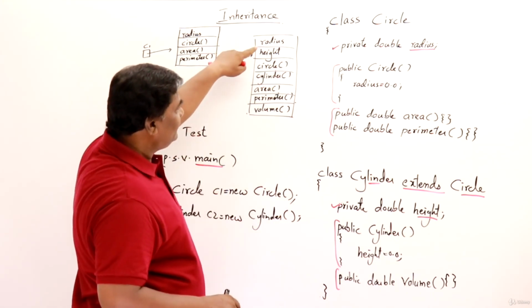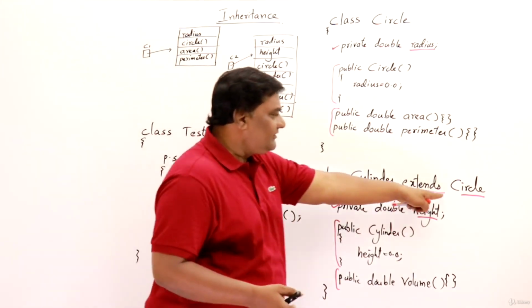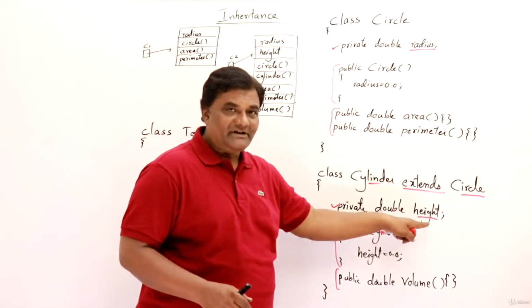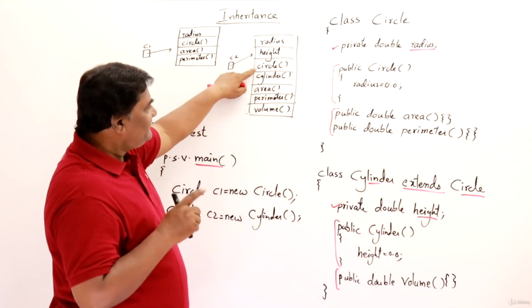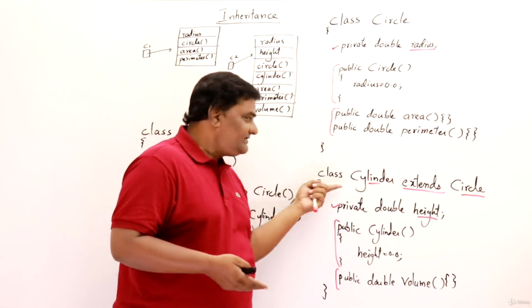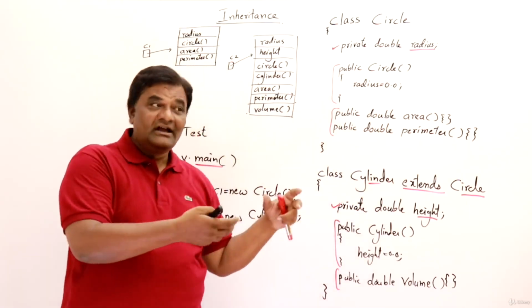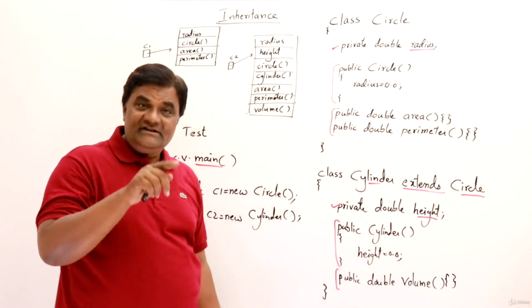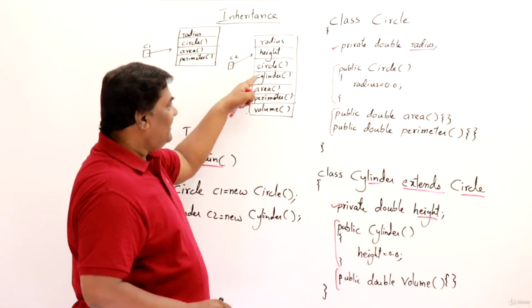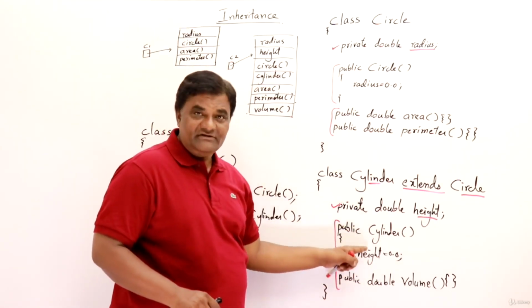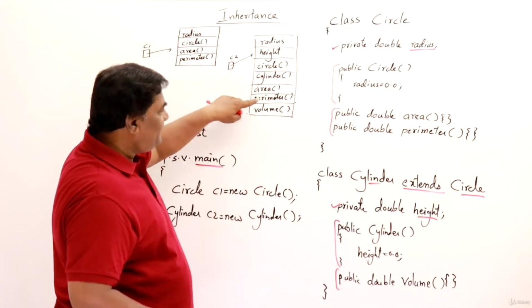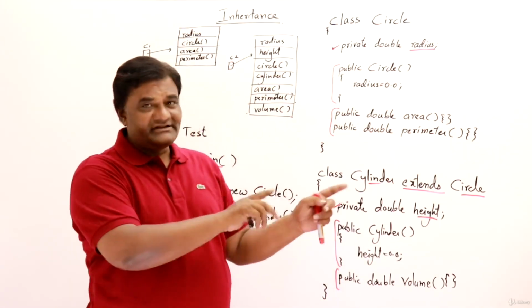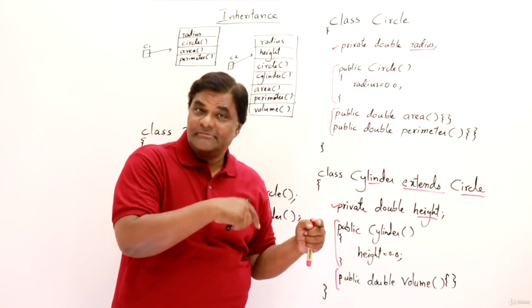A radius, that is coming from Circle because it says it extends Circle. Then height, that is its own property. Then it is having the Circle constructor. When it says it extends, everything from there comes into this one and is available here. So it's having that Circle constructor also, and its own Cylinder constructor also. Then area, perimeter, these are there, and volume. So it means everything from the Circle is available here.